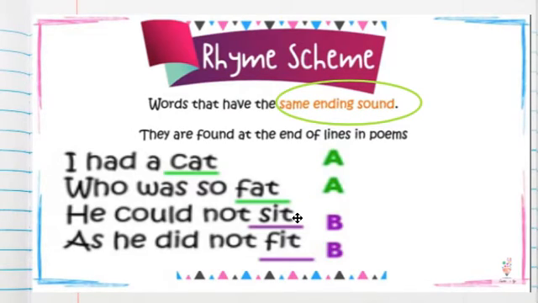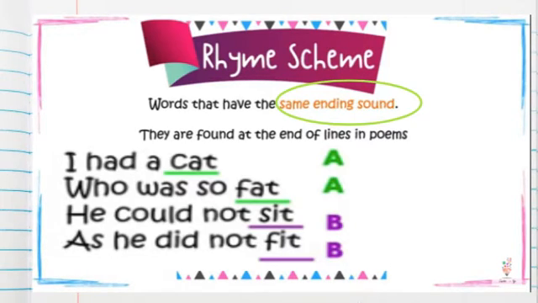The next group of words that rhyme is sit and fit. What is the next letter in the alphabet that comes after A? I hope you said B, right? So sit and fit rhyme. So this becomes a B rhyme.